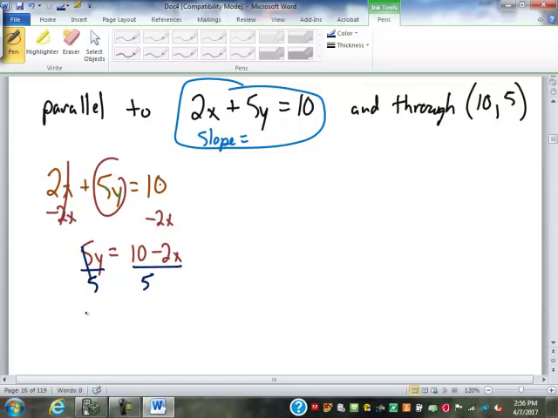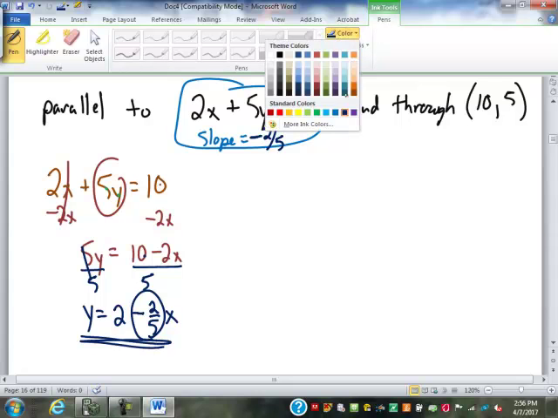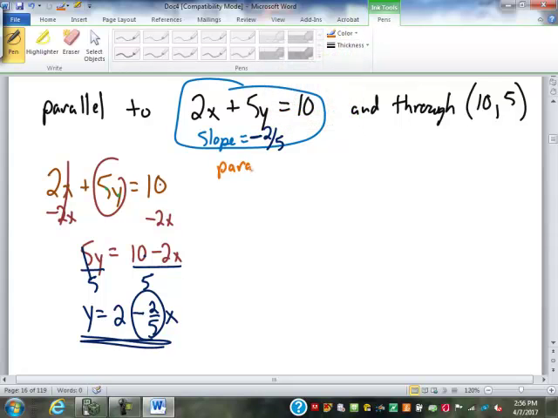Divide by 5. So y equals, we have to divide each term by 5. So 10 divided by 5 is 2. Negative 2x divided by 5? Negative 2 over 5, and then x. So what is the slope of this equation? Negative 2/5. The parallel will be the same. That'll be negative 2/5. Very good.